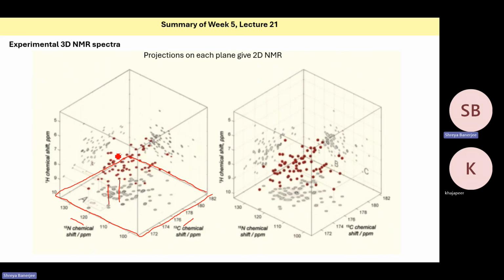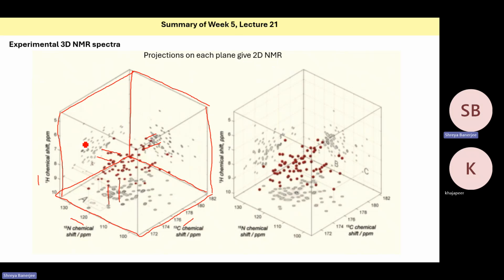Then if you project the dots on this plane, that projection will give you another 2D spectra, which is the 1H 13C 2D spectra. And finally, you can also project the dots on this plane, and that will give you another 2D spectra, which is the 15N 1H 2D spectra. So projections on the plane will give you 2D spectra.